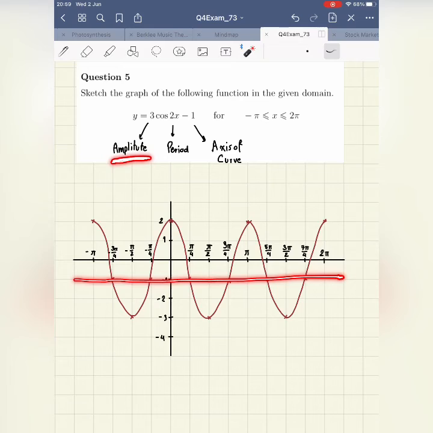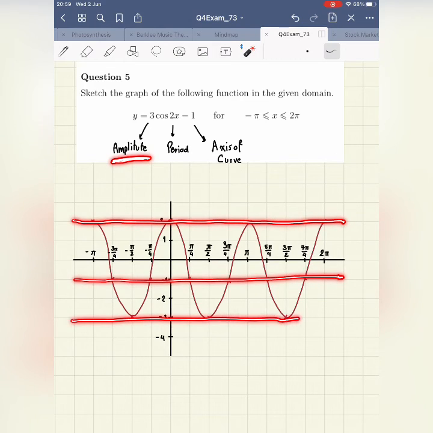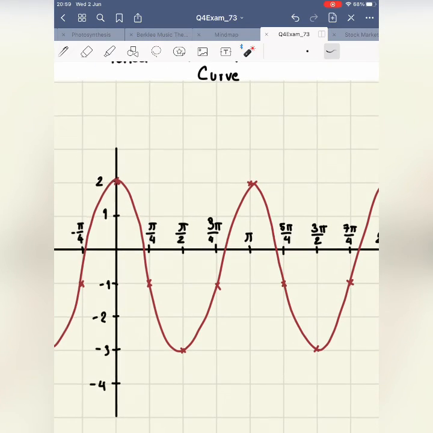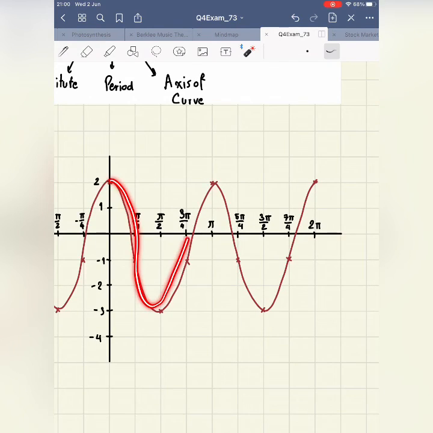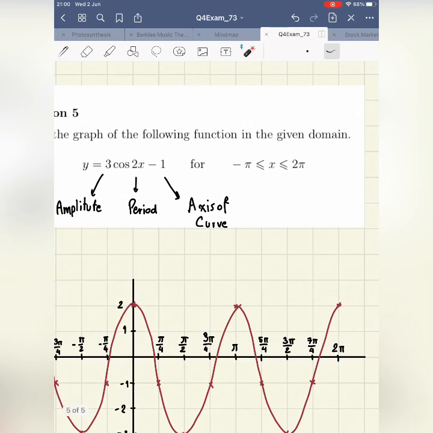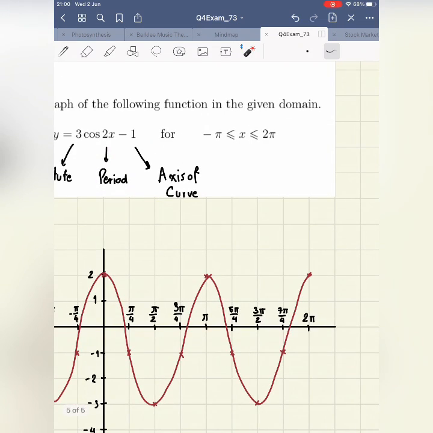So the maximum and minimum is going to be 3 up and 3 down, which is right here and right here. And when we start drawing our graph, we will go at the maximum, the axis of the curve, the minimum, and then go up to the axis and then the maximum, and then we will repeat this. And as you can see, our graph appeared 2 times and not 1 because we have a period of 2, which means the graph will have appeared 2 times.